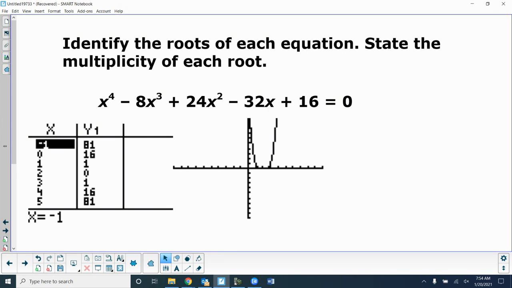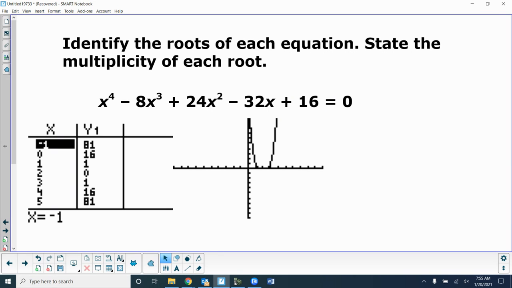I guess it's bouncing. It's hard to tell that that's bouncing off, but what did we say yesterday about multiplicity if it bounces off the x-axis? Even multiplicity, meaning it works at least how many times? Twice. Okay? So I'm going to check that by doing what? How do I check to see if it works twice? What did we do yesterday? Yeah, we did synthetic division, right?